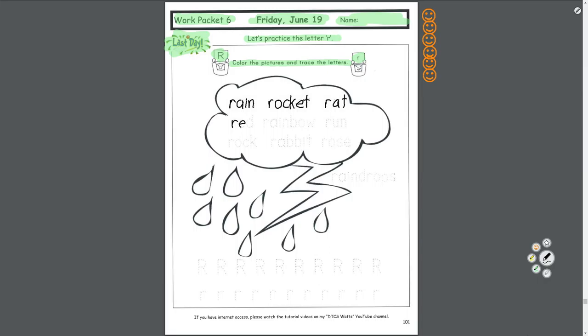Red, rainbow, RAINBOW, run, RUN, rock, ROCK, rabbit, RABBIT, and rose, R O S E. And down here, raindrops.